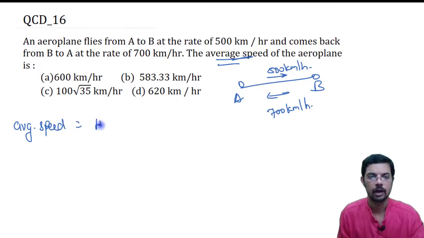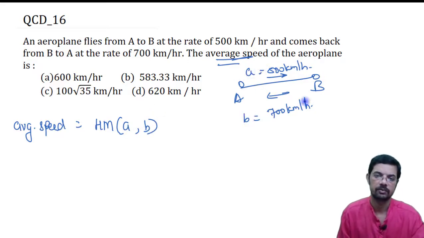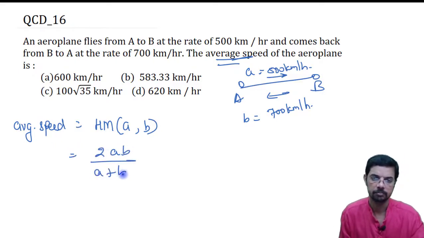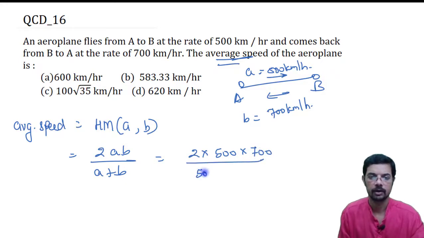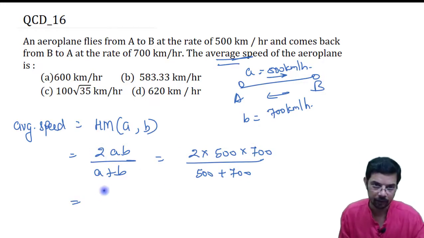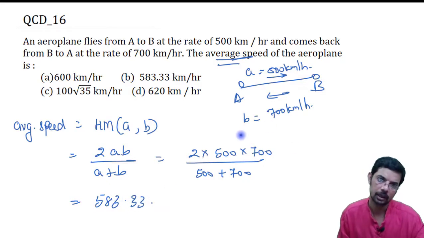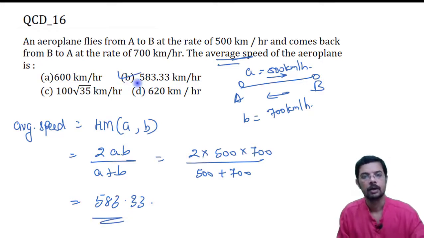Okay, average speed is equal to harmonic mean of A and B. A is equal to 500 kilometers and B is equal to 700 kilometers. So that is equal to 2 times AB divided by A plus B. Okay, so what is this? This is 2 into 500 into 700 divided by 500 plus 700. So finally what we get here is 583.33. You can calculate this in the calculator, 583.33, and that is equal to option B.